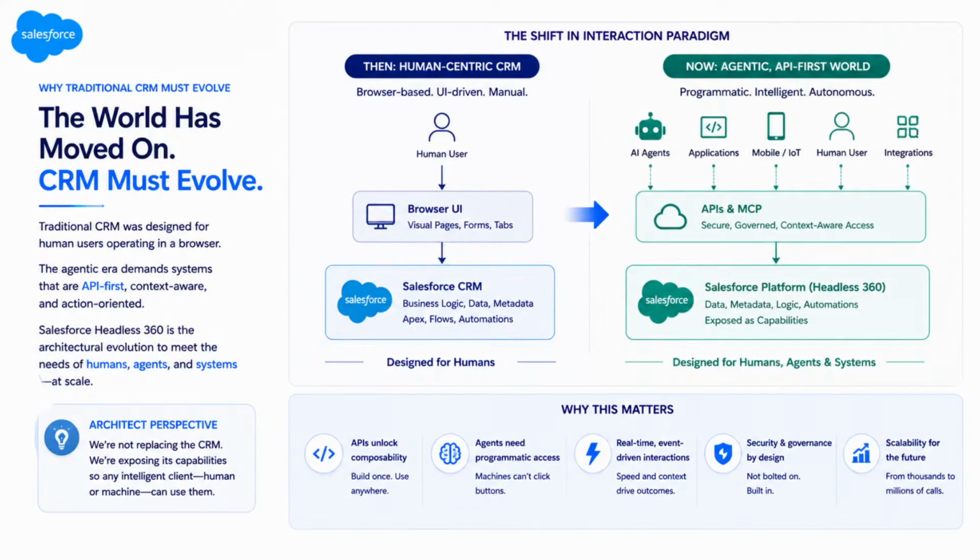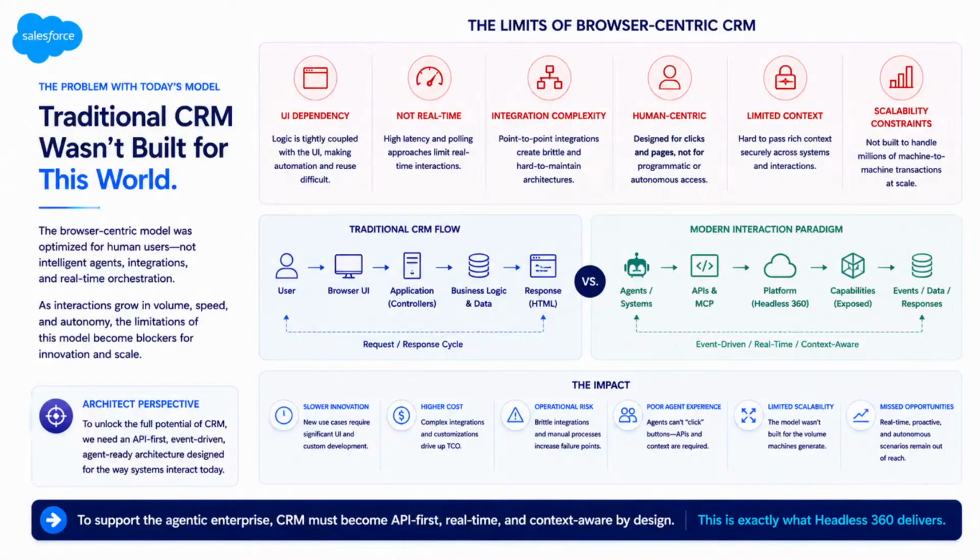So now let's understand this as well. The world has moved on. CRM also must evolve. So initially, CRM used to be something like this. There used to be a user, there used to be a heavy user interface, and there was the Salesforce user interface. Now it's all an agentic, API-first world. You are interacting through AI agents, applications, mobiles, IoTs. Even if a human user is trying to use it, it is through another AI tool. And if there are integrations, of course, they happen through APIs and MCPs, right? So that is how things have changed, and that's how things are working.